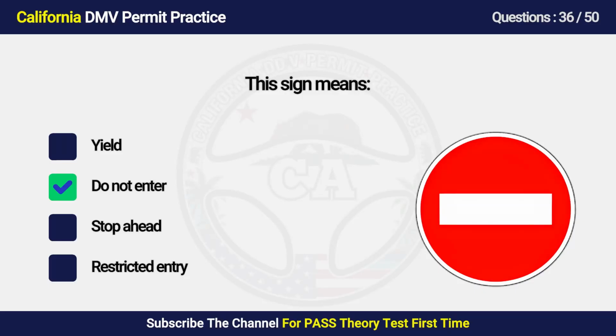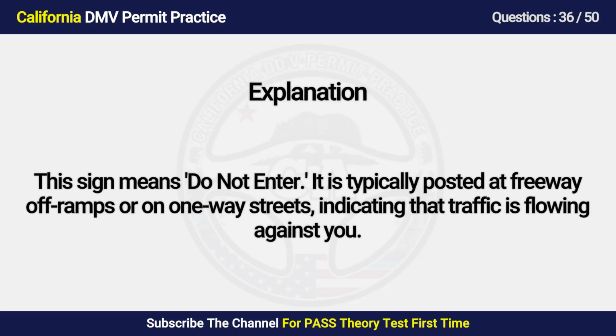Answer is B. Do not enter. This sign means do not enter. It is typically posted at freeway exits or on one-way streets, indicating that traffic is flowing against you.